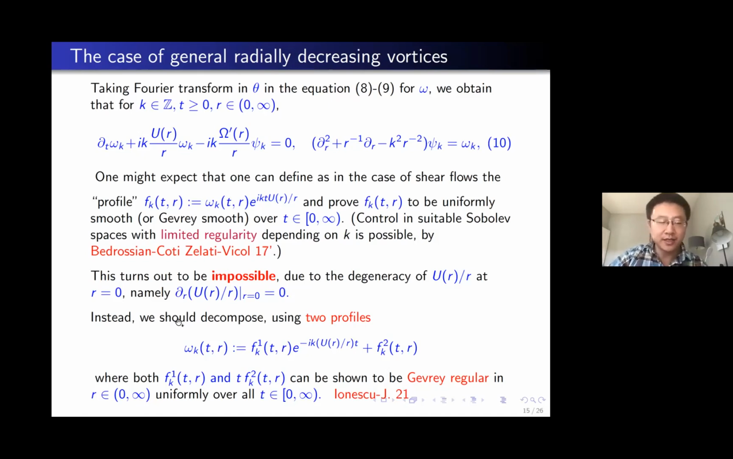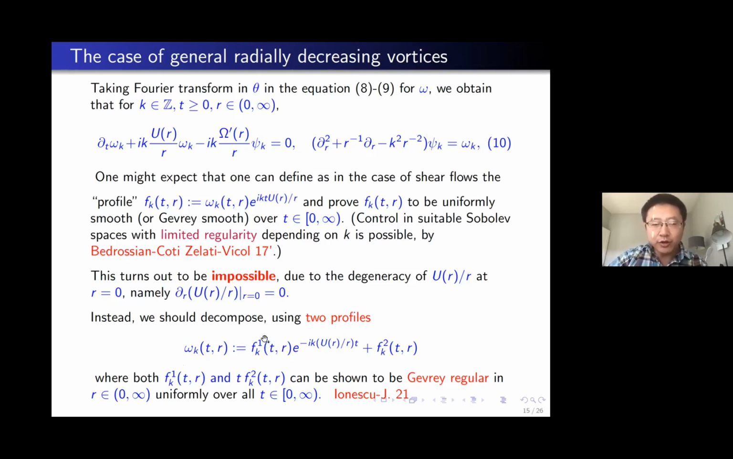So in fact, instead we should decompose using two profiles. We should write omega_k as the first profile, which carries this oscillation factor, plus a second profile which does not carry this oscillatory factor. This second profile is mostly associated with r equal to 0. Basically, it's given by the non-local contribution due to the origin of the plane.